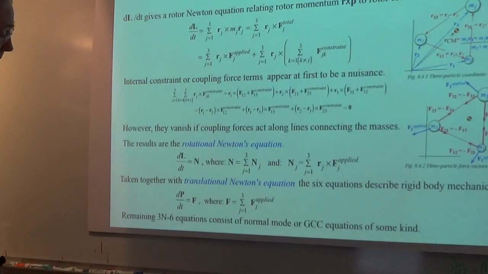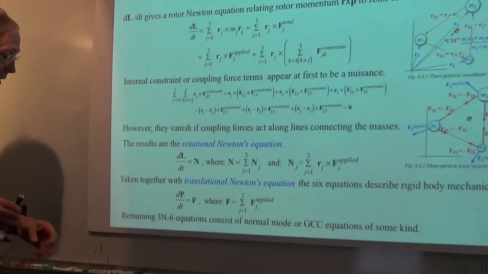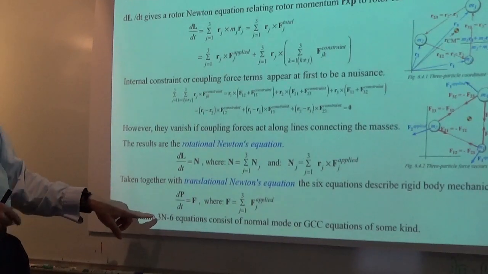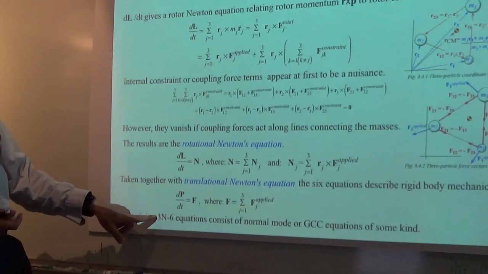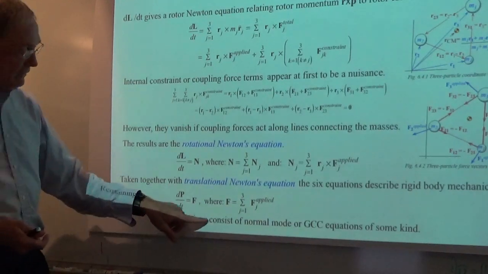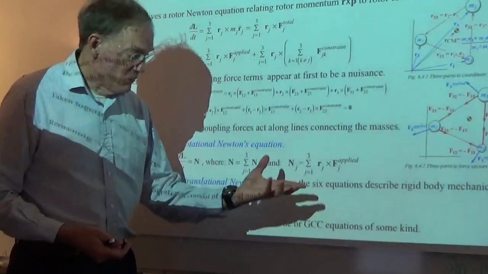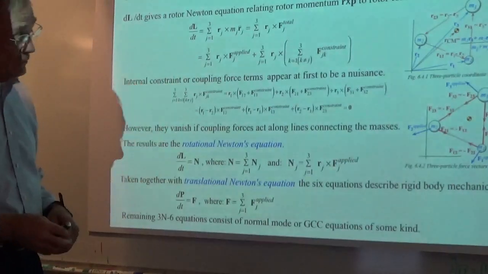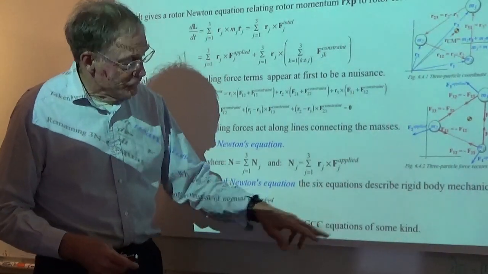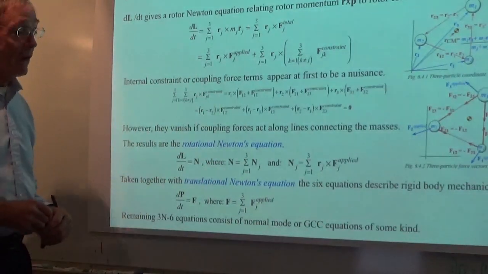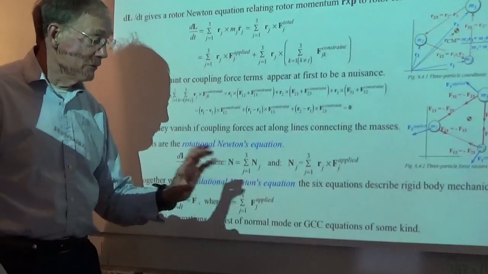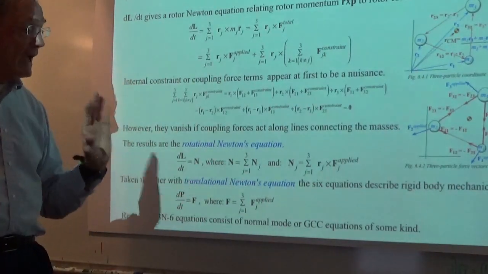Constraint forces have to be strong in order for this to really work clearly. The remaining, if you have n particles, the remaining 3n minus 6 equations consist of what we call vibrational modes, normal modes, or if it's a complicated thing, we have some kind of generalized coordinates describing them. And of course, this is a field that people keep adding to.